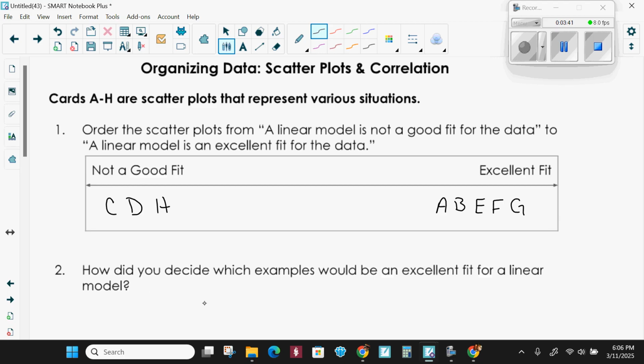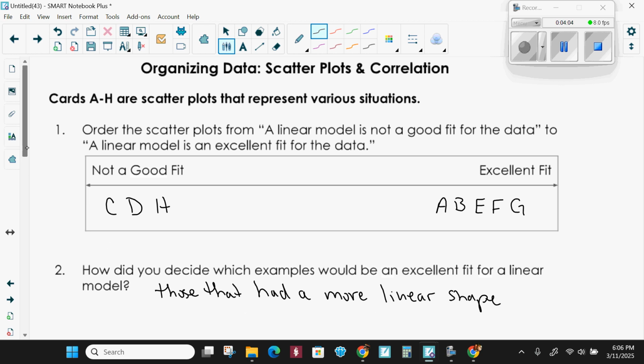Okay, so how did we decide which examples would be an excellent fit for a linear model? Well, those that had a more linear shape.